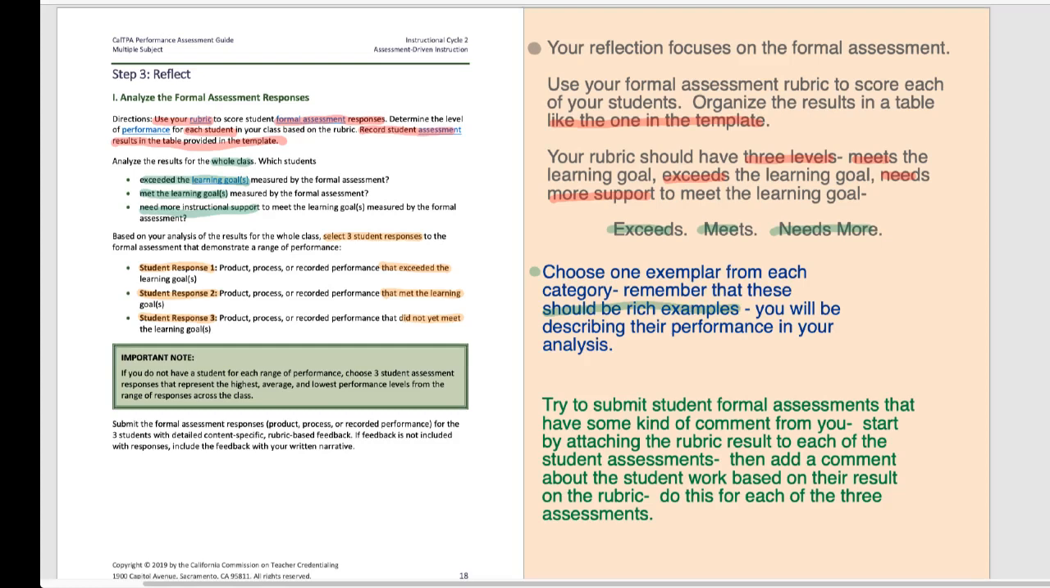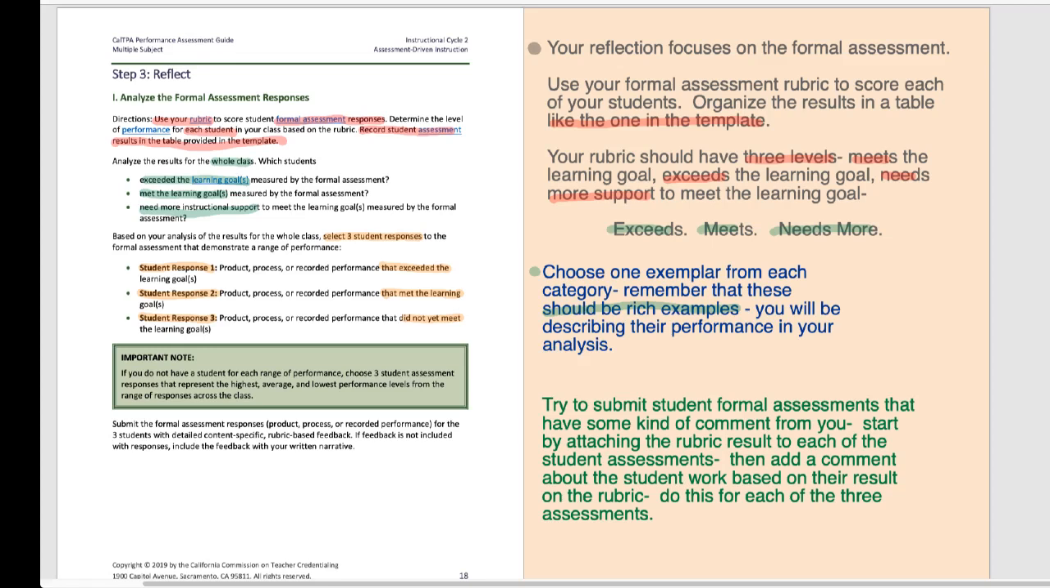If you have a student who did not yet meet the expectations for the learning goal, and their assessment just doesn't have much on it, and you can't say much about it, that one is going to be hard to analyze. If you have instead another student who did not yet meet the learning goals, but it's plain in their assessment the ways they were thinking, the confusions they had, the things that you might work on, that would probably be a better choice because that's the one you can write more about.